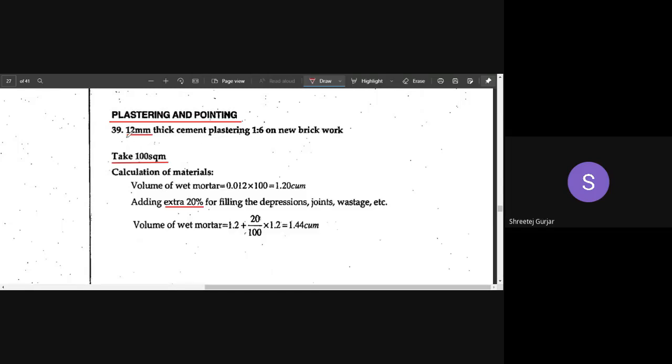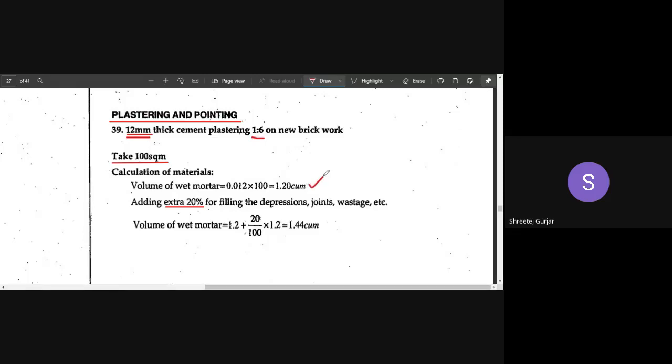So 12 mm thick has been given. 12 mm thick cement plaster of 1:6. So the ratio has been given to us on new brickwork. Okay. So what do we usually adopt? We usually adopt 100 square meters as the work to be carried out. And as usual, we can calculate the volume of wet mortar, right?